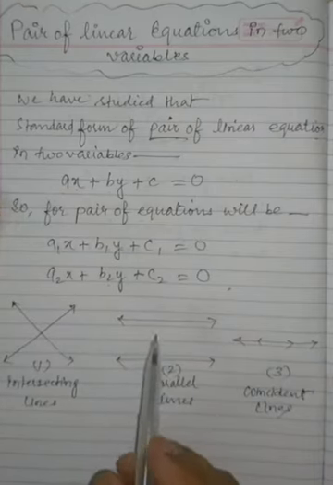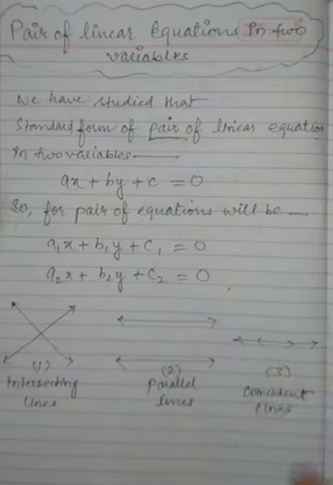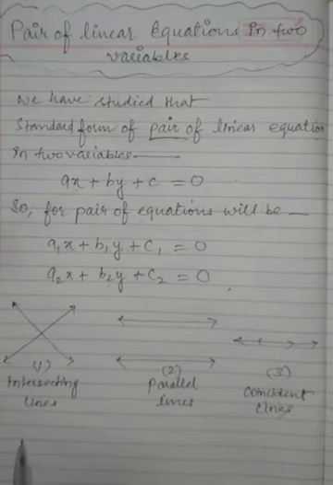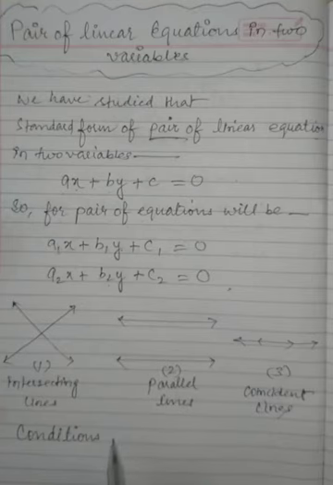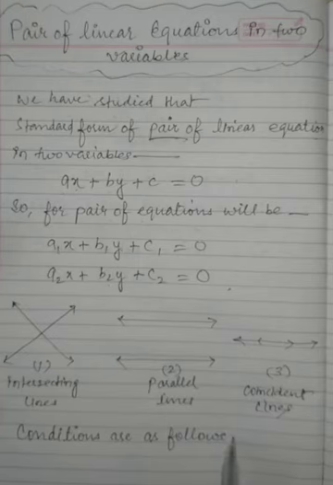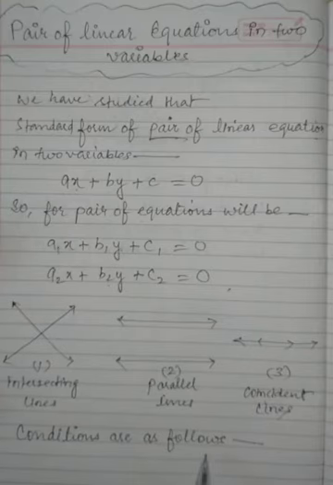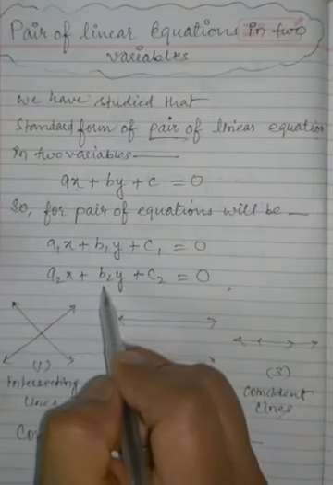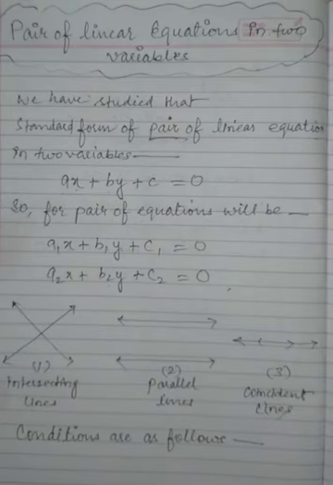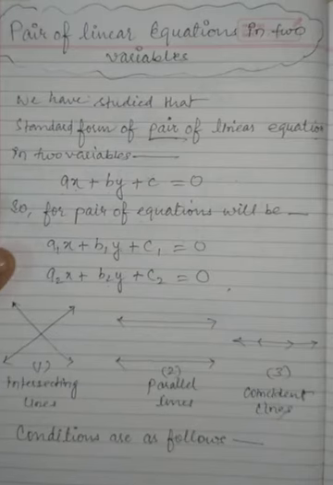Now, how to find out that what kind of lines are being presented by these two equations? So for this, we have some conditions to follow. And the conditions are as follows. For the conditions here, we will compare the coefficients and the constants, and we will see that what kind of expressions are being given by A1, B1, C1 and A2, B2 and C2.